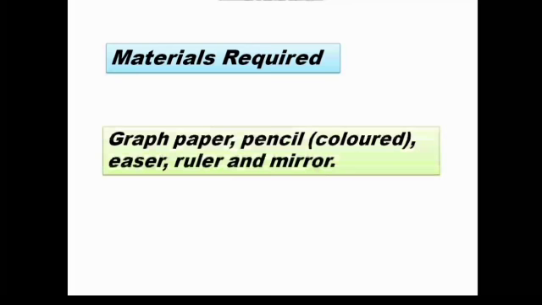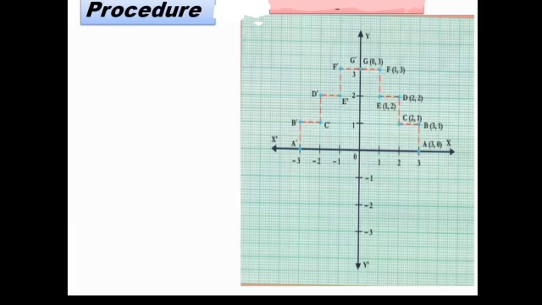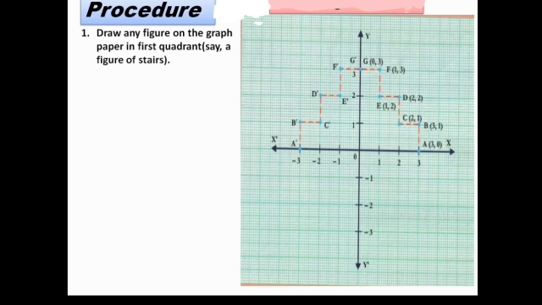Materials required: you need graph paper, pencil, eraser, ruler and mirror. Let's see the procedure of this activity. Draw any figure on the graph paper in the first quadrant, say a figure of stairs. As you can see here student, this is the graph paper and this is your Cartesian system, and in this first quadrant this stair type figure is shown.